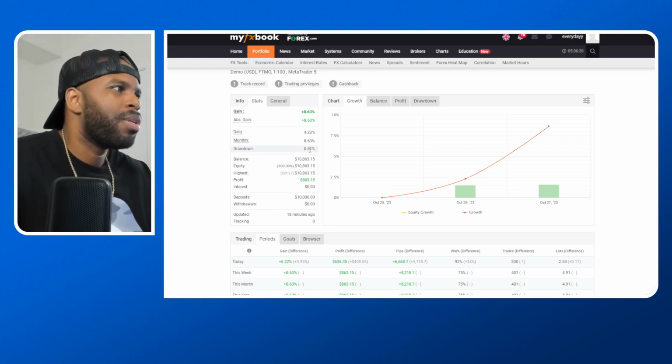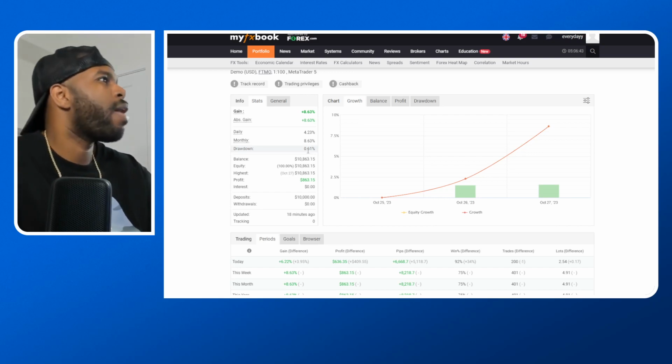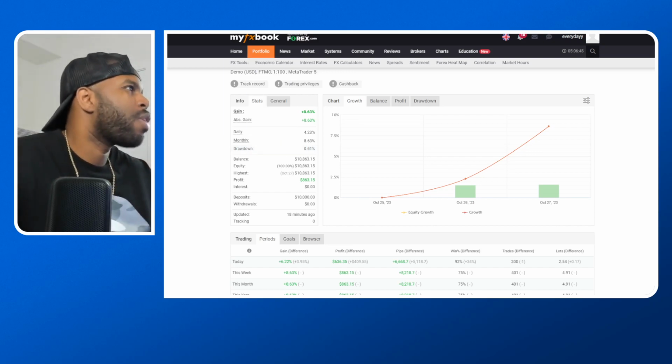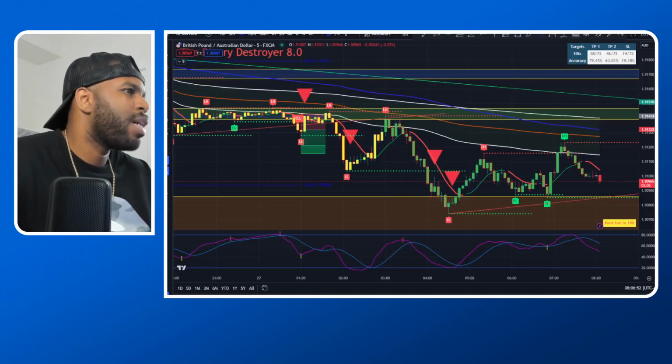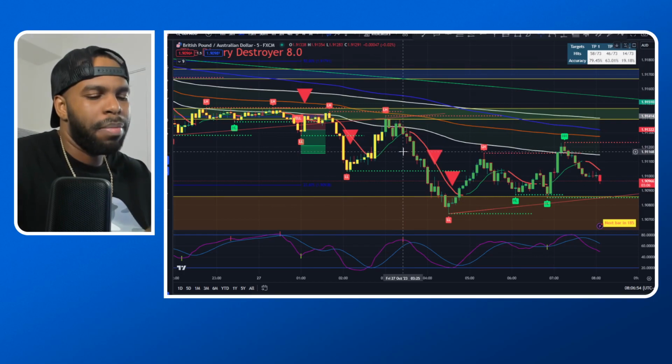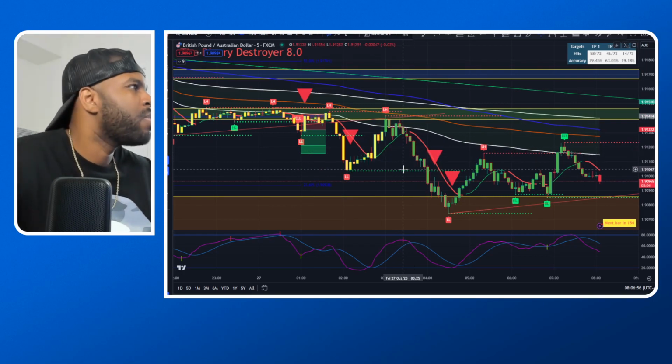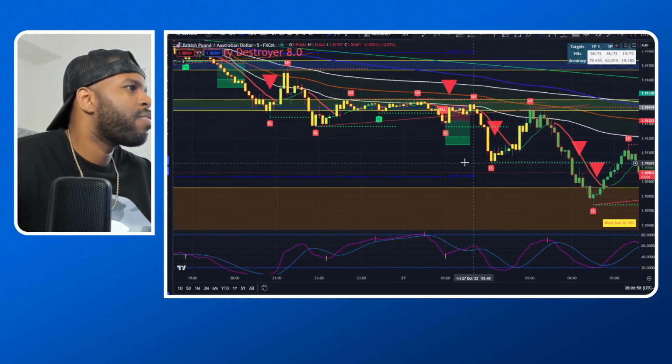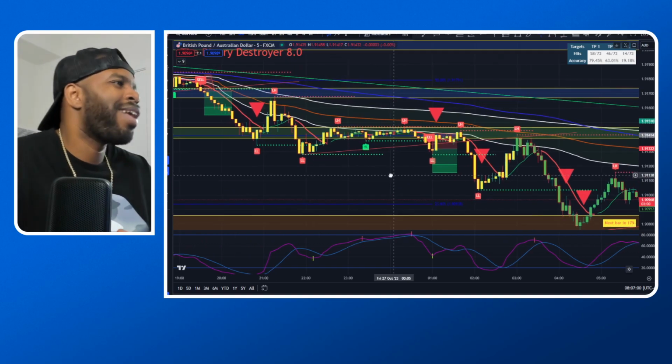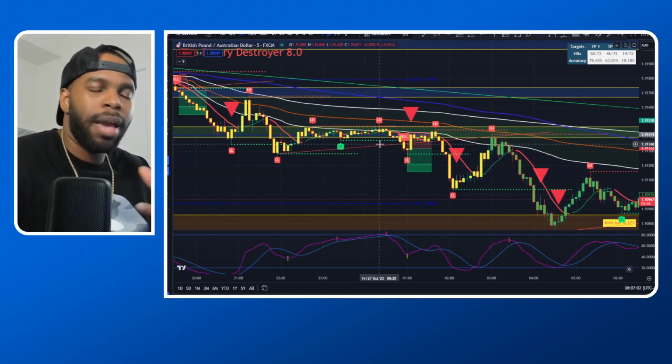Okay, less than 1%. That's amazing. Now, if I go to the charts here, I'll show you guys exactly how I'm utilizing this HFT. I mean, not HFT bot, but this EA, this trading bot. So yeah, on this GA trade that I took, and explained yesterday.